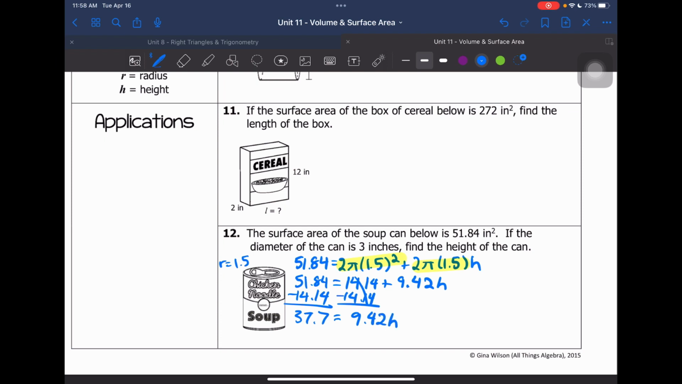And the last thing I need to do to get h by itself is to divide by 9.42. So in our calculator, we just do 37.7 divided by 9.42, and that gives us 4. So the height of this soup can is 4 inches.